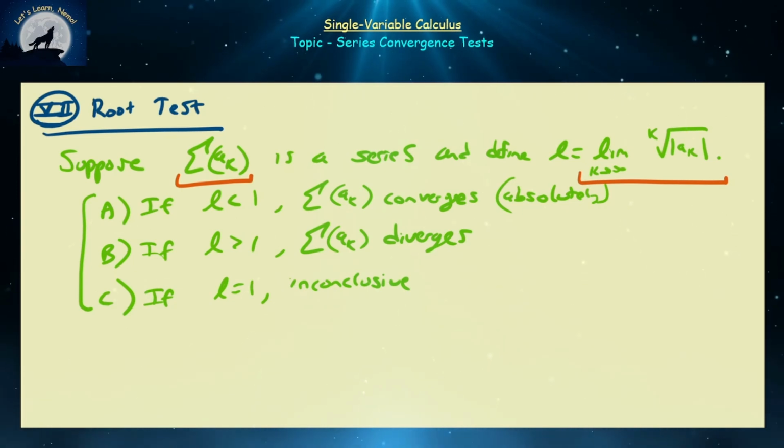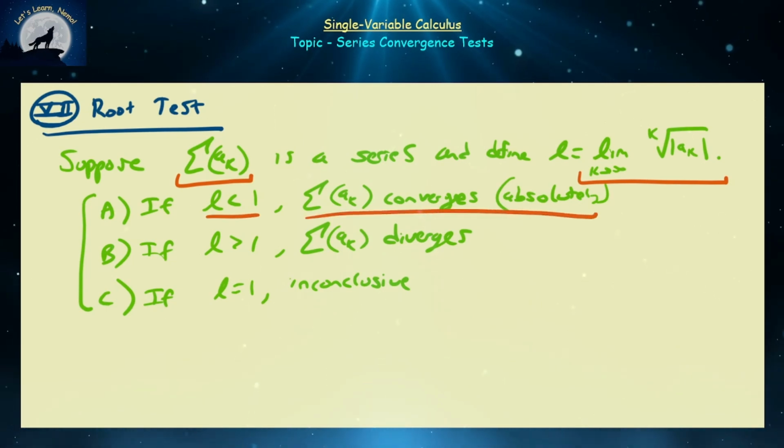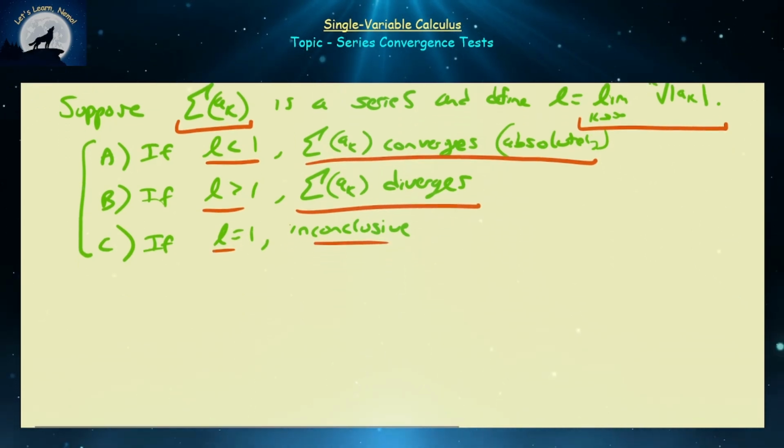The rest follows the same as our ratio test. If L is less than 1, then the series converges absolutely. If L is bigger than 1, then the series diverges. And our sad case: if L is equal to 1, then the root test is inconclusive.